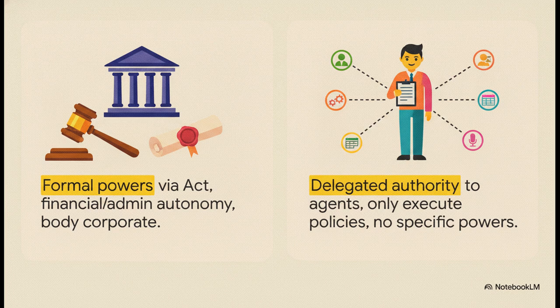Now, flip to decentralization. This is just a delegation of authority to agents of the central or state governments out in the field. These agents don't have specific financial or administrative powers. They're essentially just there to execute policies decided by the higher-ups. Think of devolution as like moving out and getting your own bank account, whereas decentralization is just your parents handing you a grocery list and their credit card. You're just running their errands.